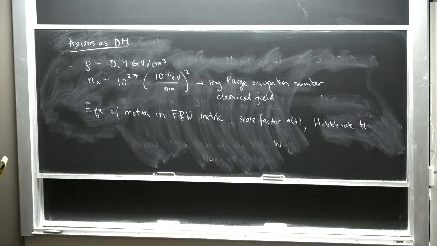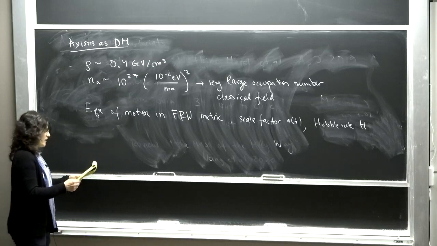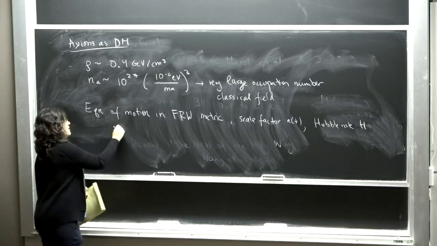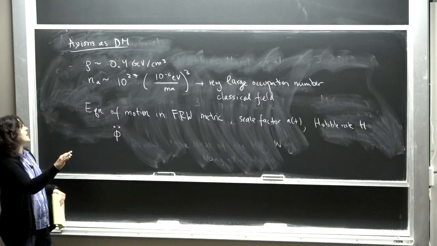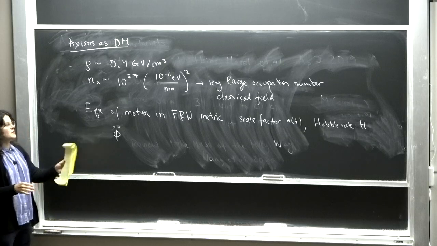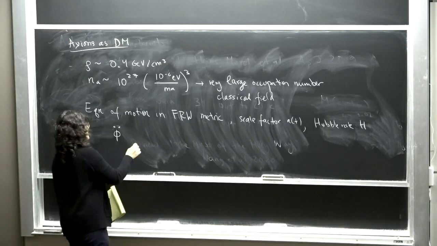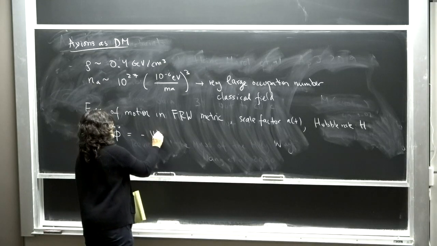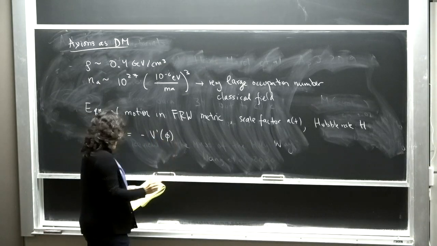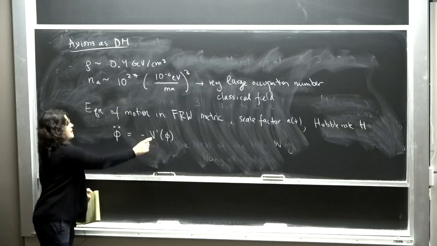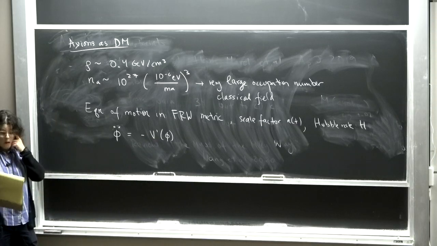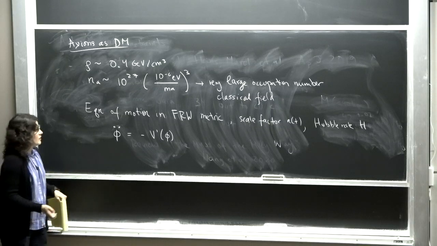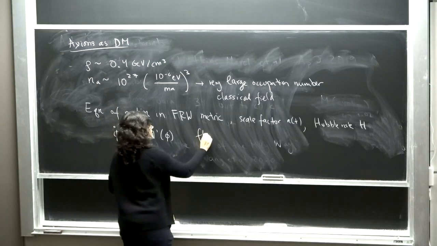So a regular scalar field has an equation of motion, phi double dot. I'm switching from a to phi to not get confused with the scale factor. So phi is now our axion. Phi double dot equals minus V prime of phi, where the prime is a derivative with respect to the field. So this is flat space.